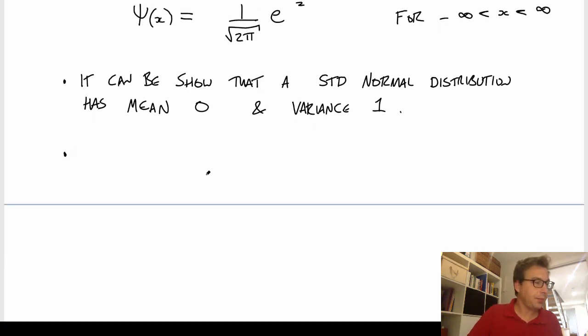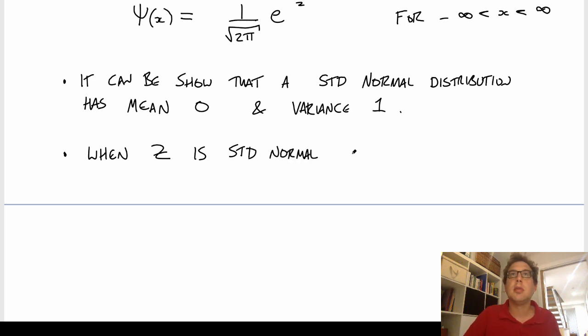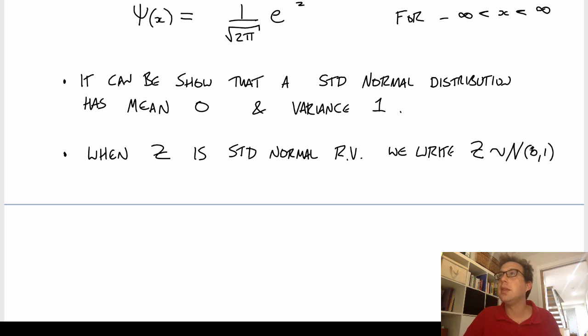When Z is a standard normal random variable, we write Z is given by N(0,1). The 0 gives the value of the mean, the 1 gives the value of the variance. I'll note that quite often we use Z for normal random variables, particularly a standard normal random variable is denoted by capital Z. Once again, that's a convention. It's not something that you have to do. You can call it whatever you like.